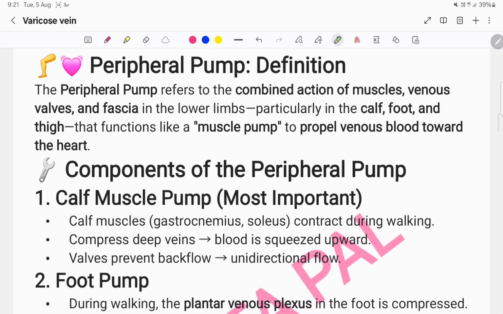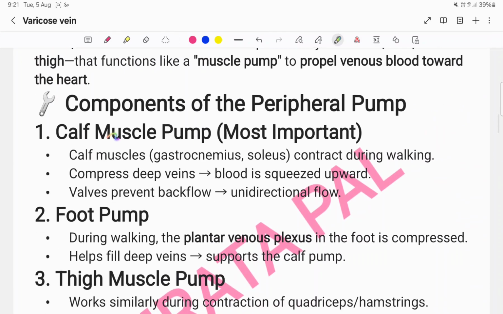Now, what is the peripheral pump? The most important is the calf muscle pump, which we are going to discuss here. It is the gastrocnemius muscle. Whenever we walk or stand, the gastrocnemius muscle contracts, and due to this contraction, blood goes from superficial to deep venous system through the perforators.